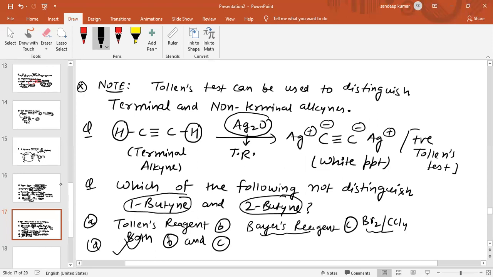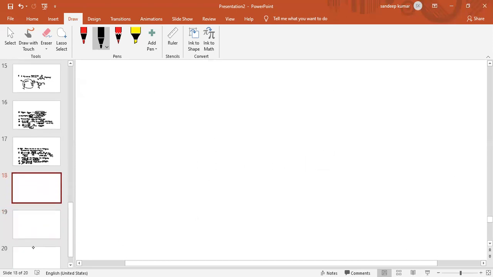Now see the next question. The next question is, we have to discuss ammoniacal cuprous chloride. So next we are going to ammoniacal cuprous chloride.